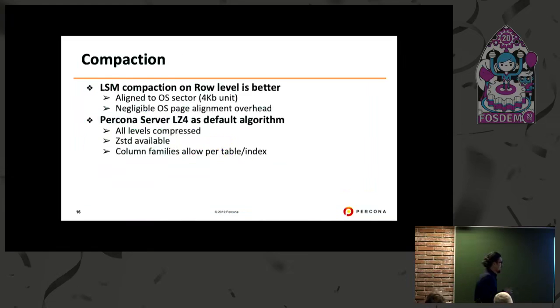So there are some improvements over the compaction. They are aligned with the operating system units, and also in Percona Server there have been some tests and benchmarks made on different algorithms. LZ4 was selected as the medium level algorithm, and there are other compression methods that are also available.